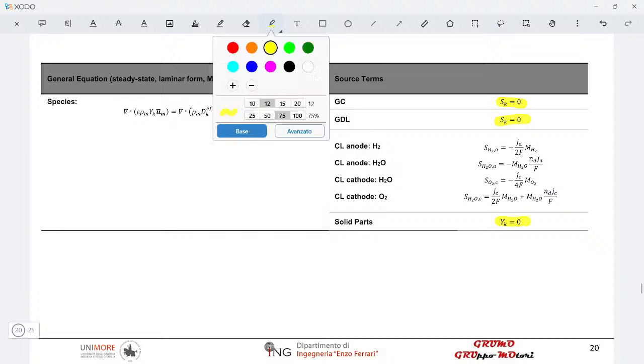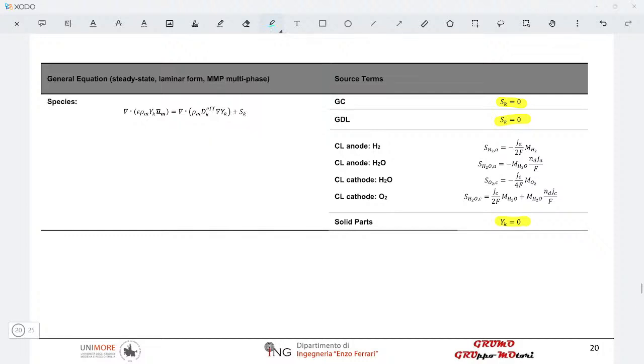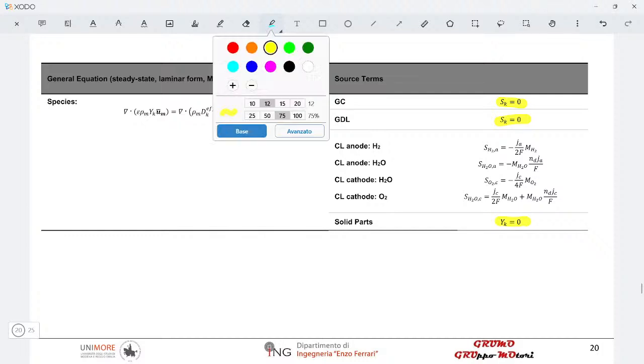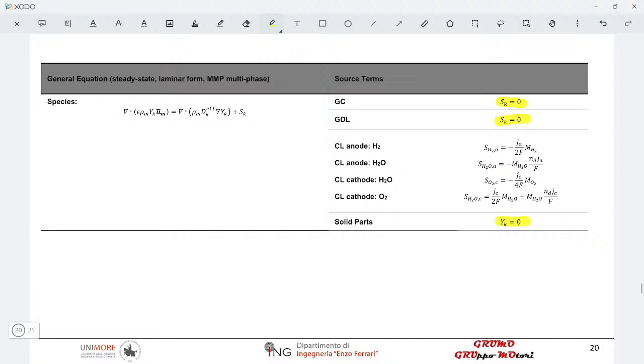And I just want to highlight here what we said before. We have terms related to electrochemical reaction. Let me highlight them. For the water at the cathode, we have this term. This is the water creation at the cathode as a product of electrochemical reactions. Then we have hydrogen consumption at the anode. Hydrogen is a reactant, so it's consumed. Oxygen at the cathode is another reactant, so it's consumed. So all of these yellow contributions are the electrochemical reaction source terms deriving from the Faraday equation that we have commented before.